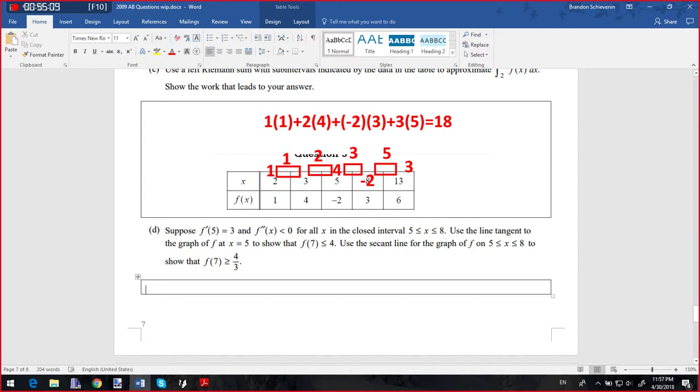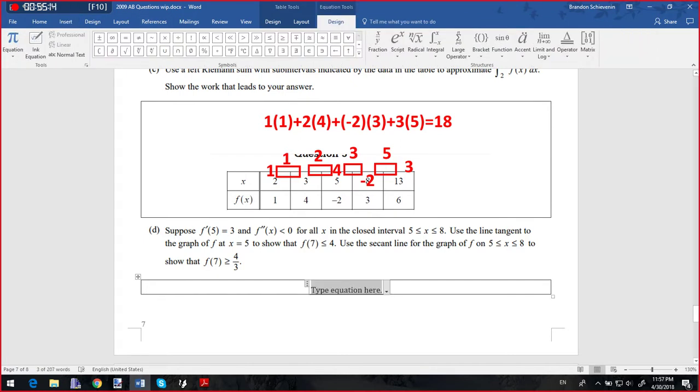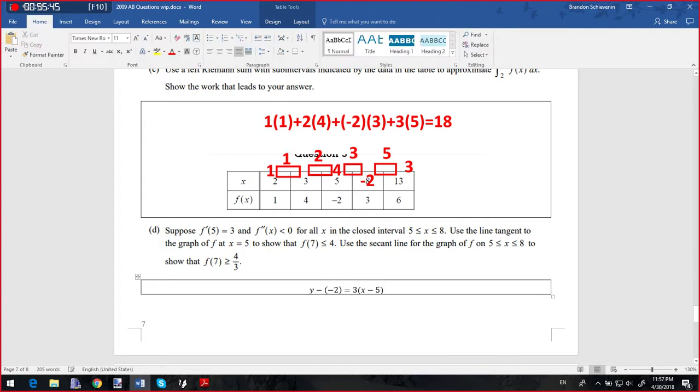Okay, so then I need a line tangent to the graph of f at the point 5. To get an equation of a tangent line, I need a point and a slope. So I have my point at x equals 5, which is (5, -2). And my slope, I was told, is 3. So my equation of the line could be y minus my y value, which at 5 is -2, so y minus -2 should be equal to my slope, 3, times x minus my x value, which is 5. Okay, so that's my equation of the line tangent to the curve at the point where x is 5.